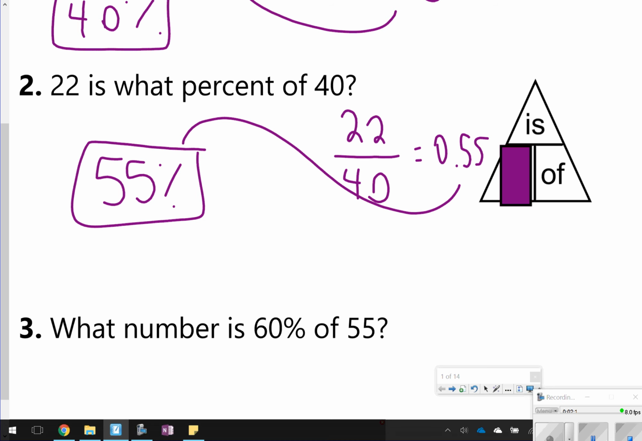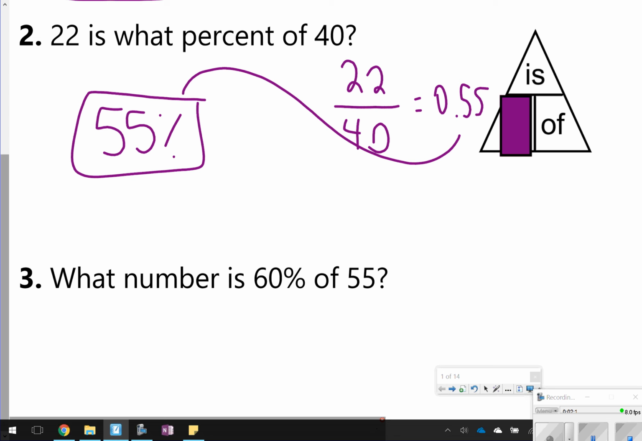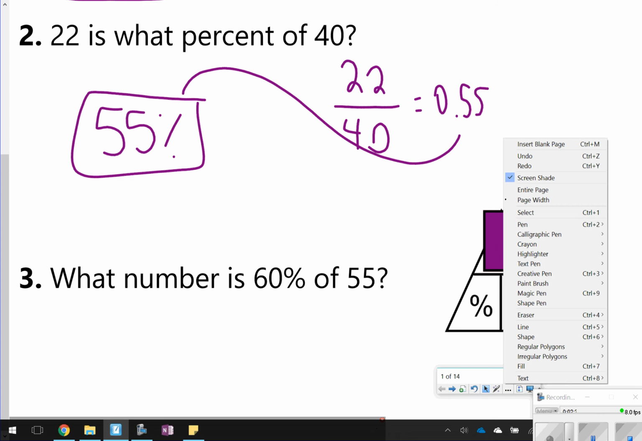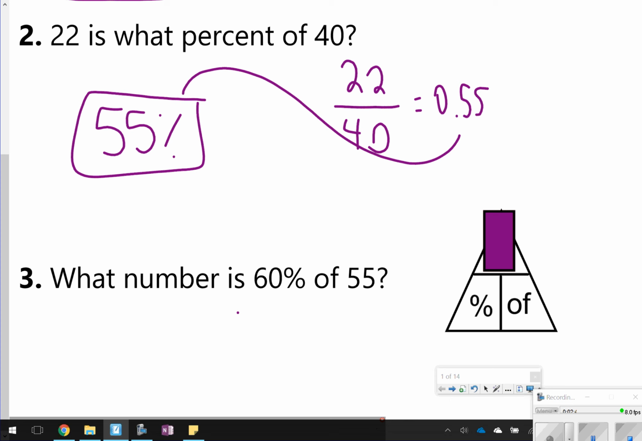Okay? Finally, another one you could try, what number is 60% of 55? Noticing here in this last one, it's a little bit different. You have the percent and you have of, so that means we would cover up is. And notice the percent and of are side by side, so anytime you have the percent and you have of, you're always just going to multiply those. So you would take your percent, which is 0.60, and multiply it by 55. So 0.60 times 55 gives you 33. So 33 would be your answer for that.